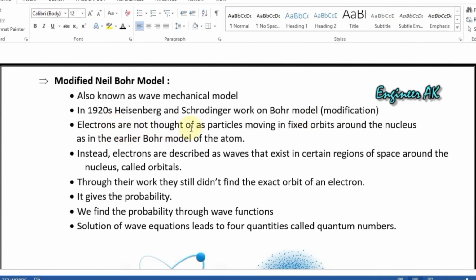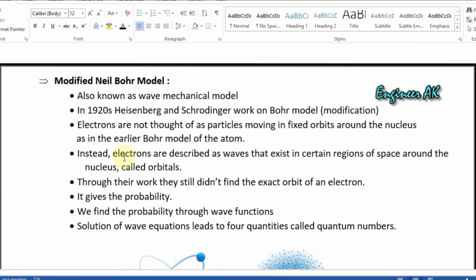Electrons are not thought of as particles moving in a fixed orbit around the nucleus, as in the earlier Bohr model of an atom. According to the Bohr model, the electrons revolve around the nucleus in a fixed orbit, right? That's what the Niels Bohr model says. But after Heisenberg and Schrödinger, electrons are described as a wave that exists in a certain region of space around the nucleus.